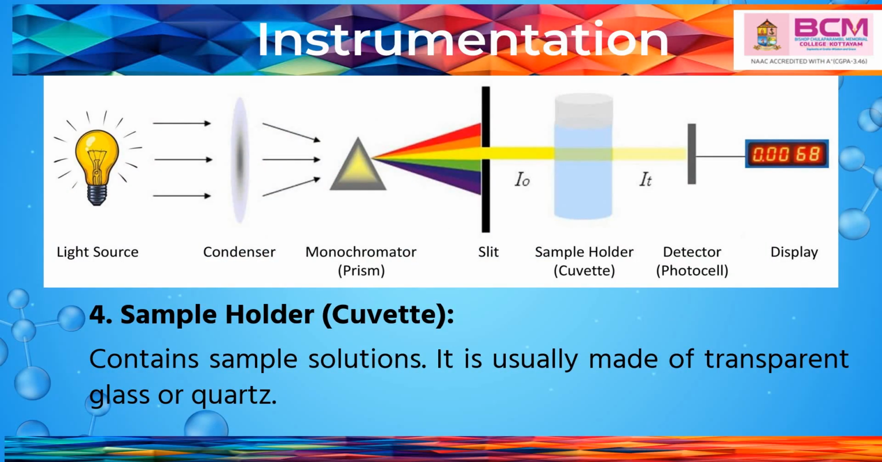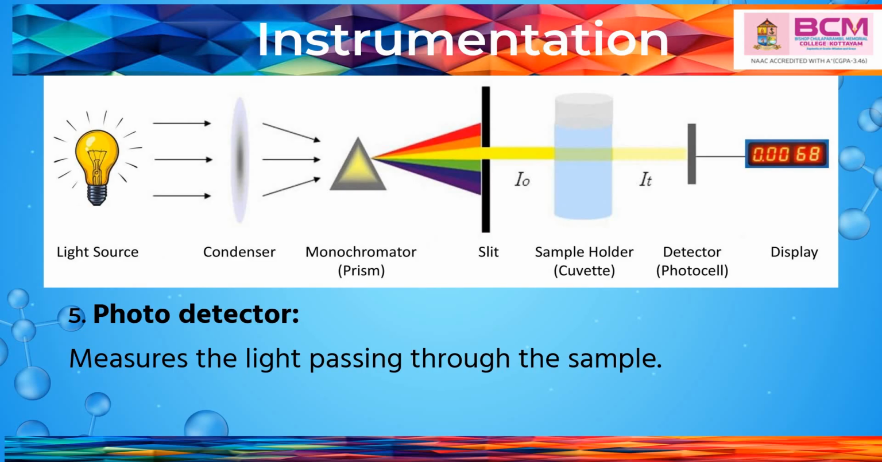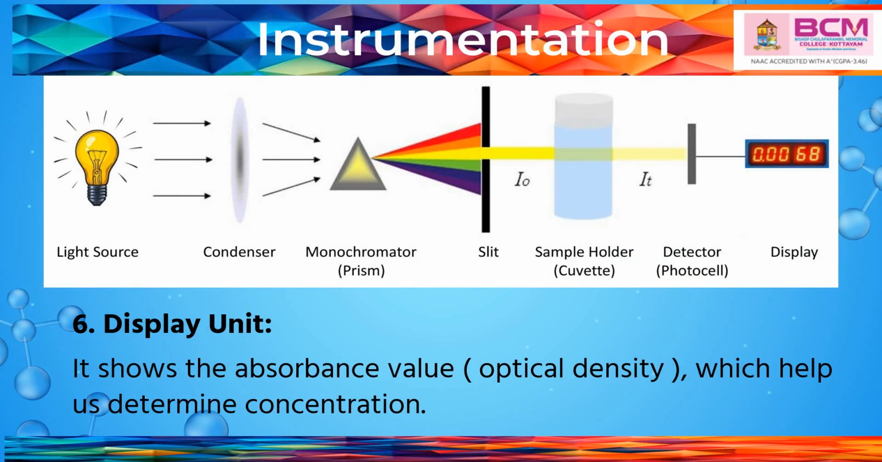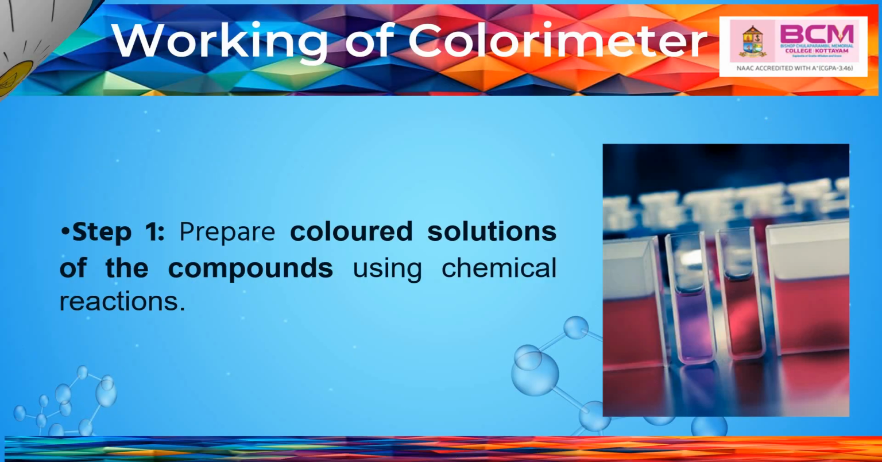Now the sample holder or cuvette, which contains sample solutions. It's usually made of transparent glass or quartz. Now the photodetector, which measures the light passing through the sample. Finally, the display unit, which shows the absorbance value or optical density, which helps us determine concentration.